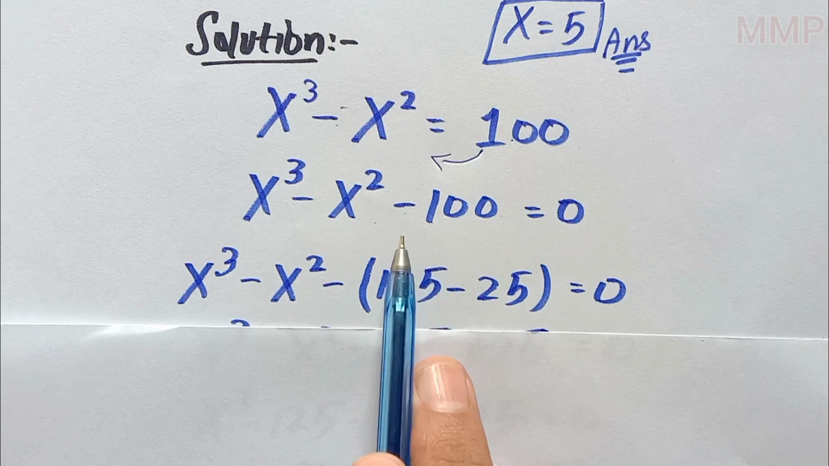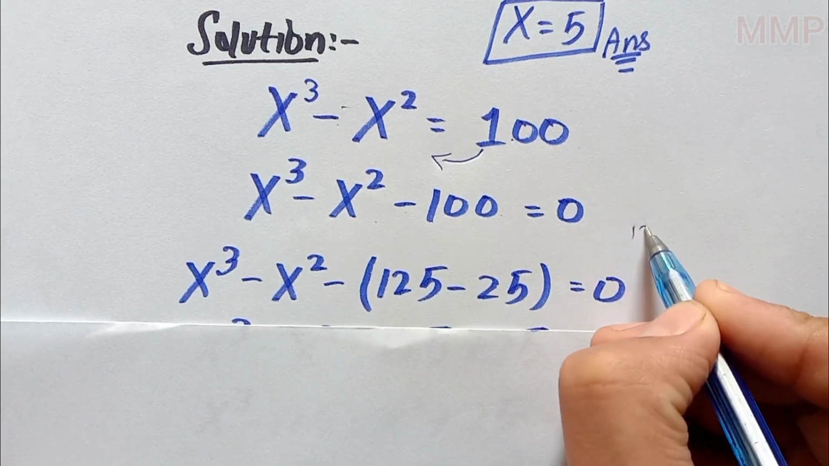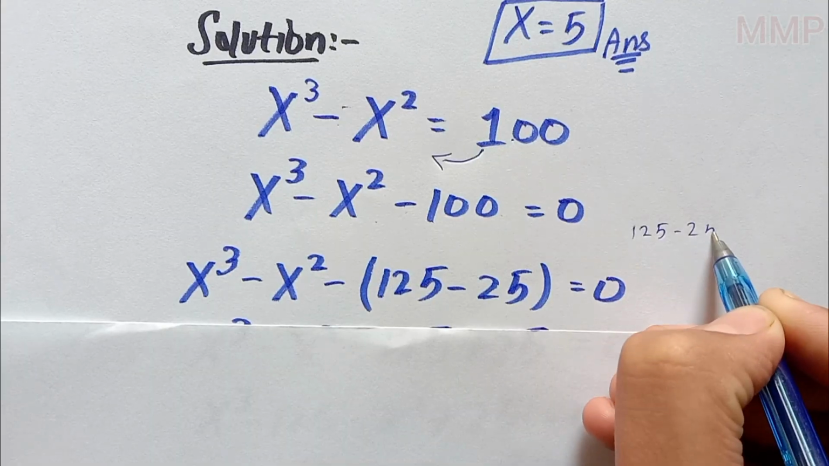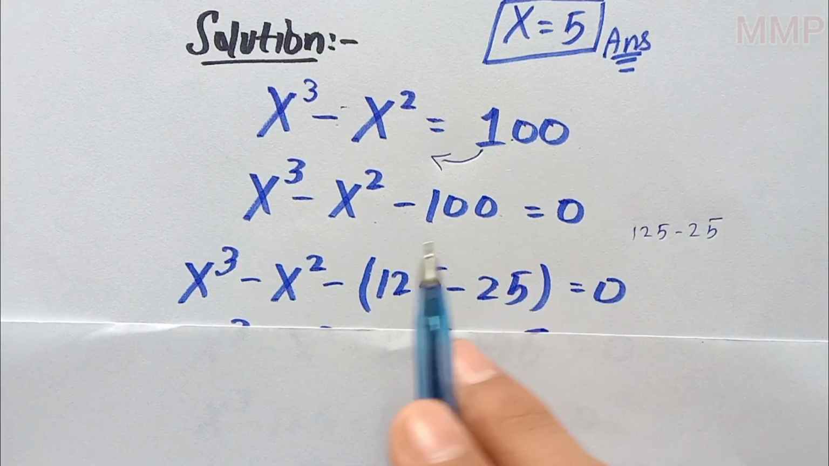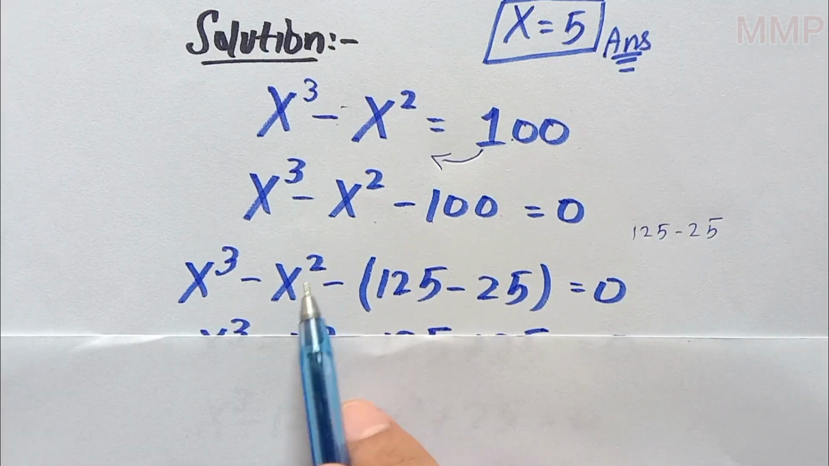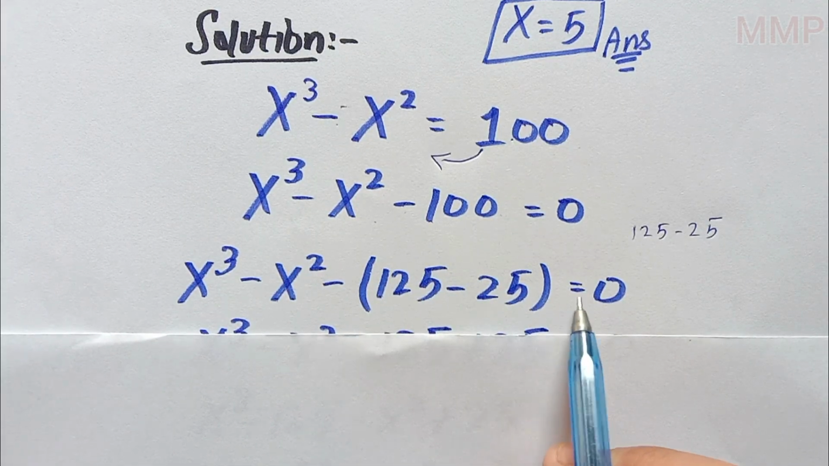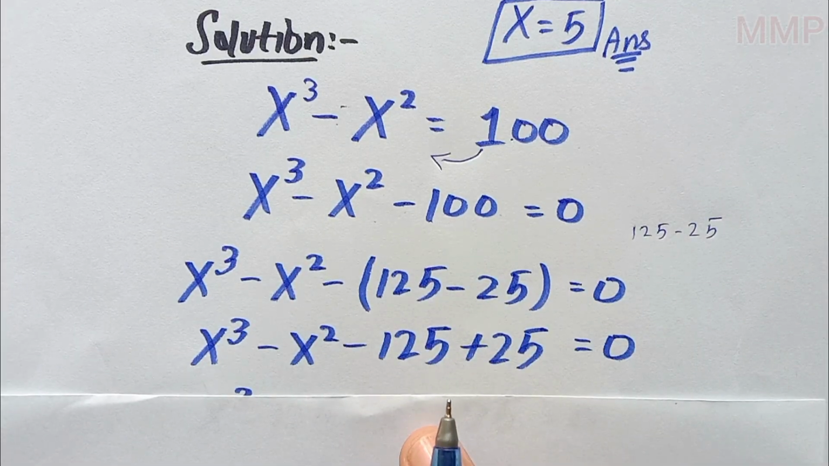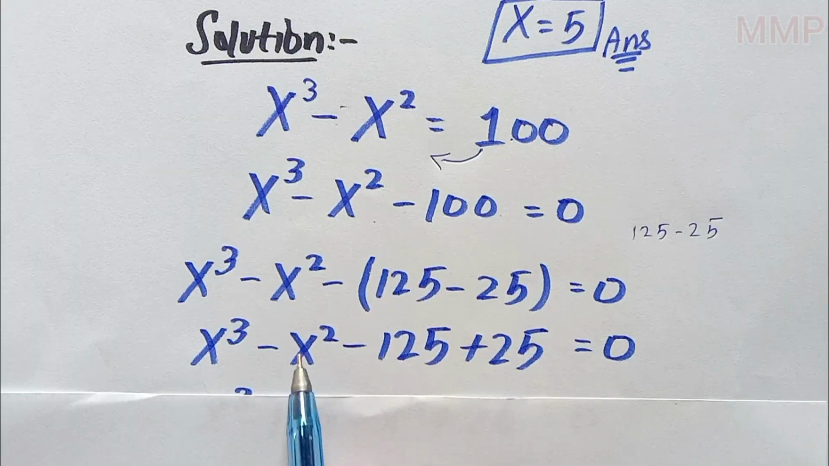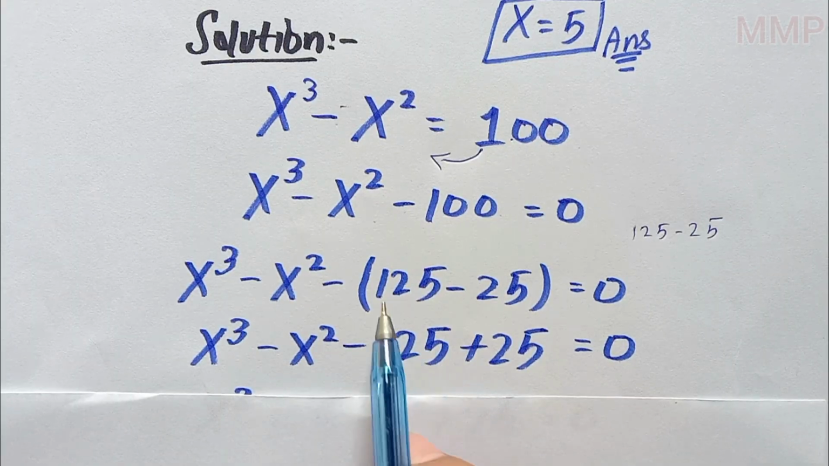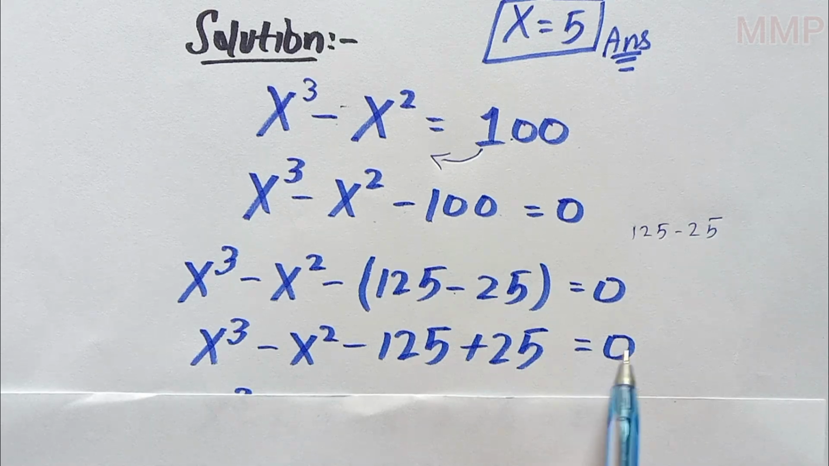As we know, 100 is also equal to 125 minus 25. 125 minus 25 is equal to 100. So x cube minus x square minus (125 minus 25) is equal to 0. In the next step, we open these brackets. x cube minus x square minus 125, minus into minus is equal to plus, plus 25 is equal to 0.